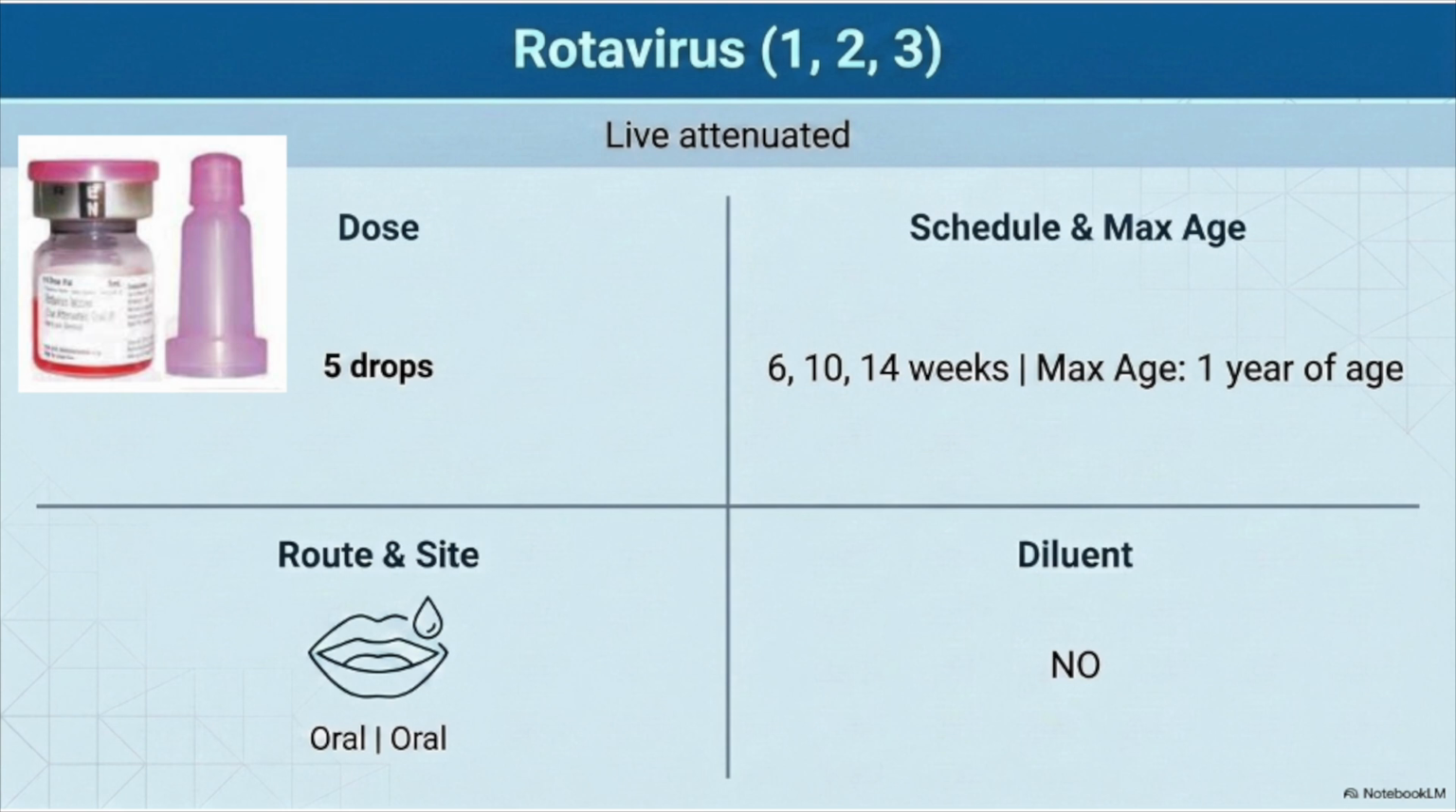Rotavirus vaccine is a live attenuated vaccine. The dose is 5 drops given at 6, 10, and 14 weeks with a maximum age of 1 year. It is given orally and no diluent is required.